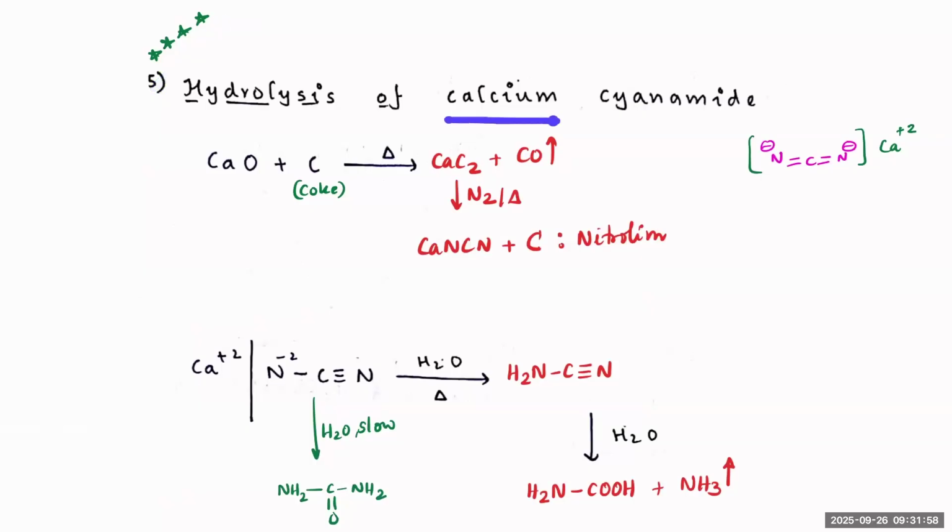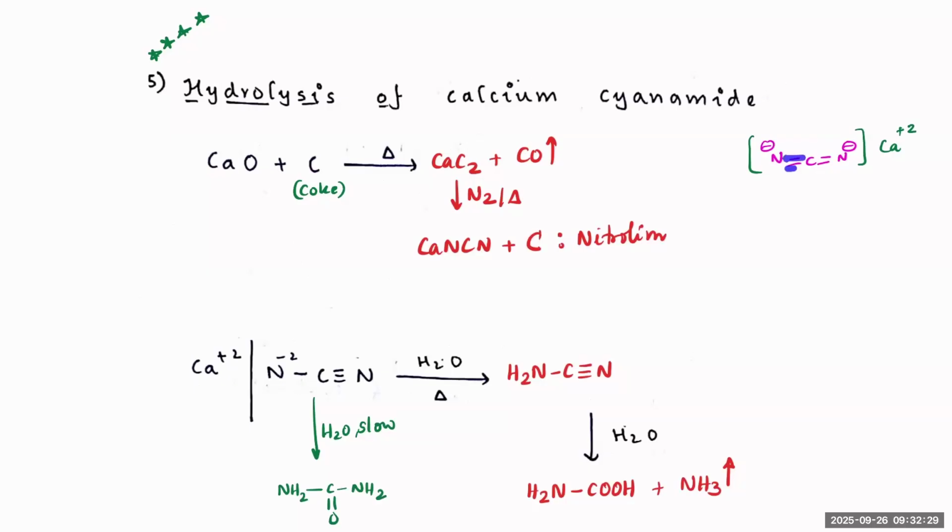See, whenever you do hydrolysis of calcium cyanamide, how do we get that? First, you take calcium oxide and react with coke. On heating it strongly, the carbon will convert into carbon monoxide gas, and a few more moles of carbon will convert into carbide, calcium carbide. Calcium carbide, when you connect with nitrogen, will give calcium cyanamide.